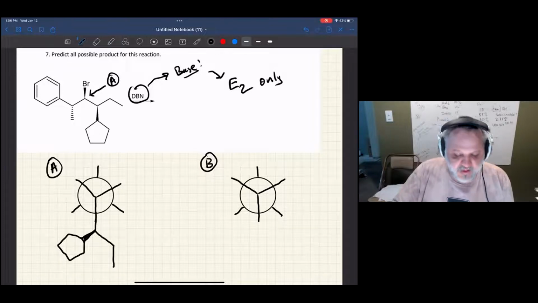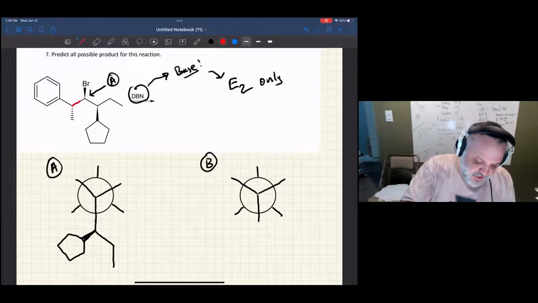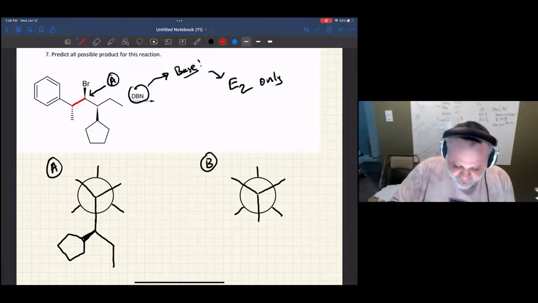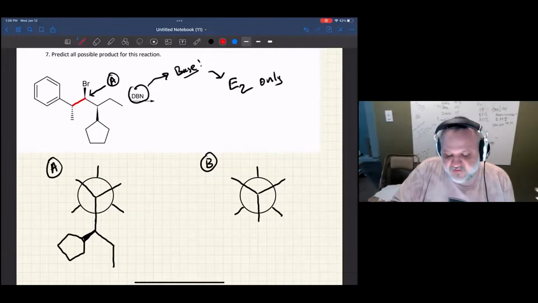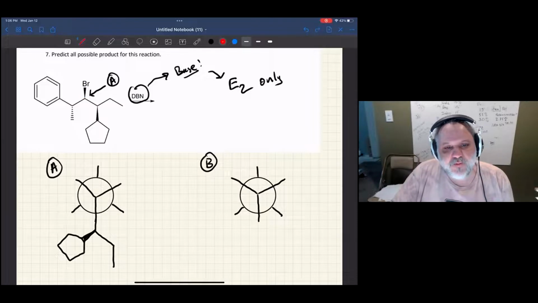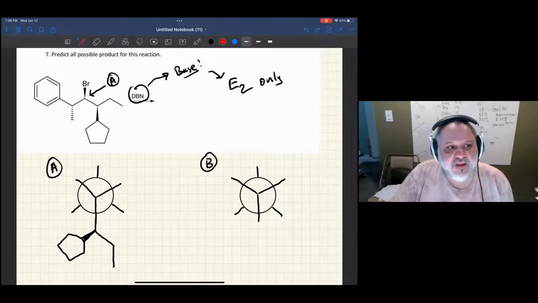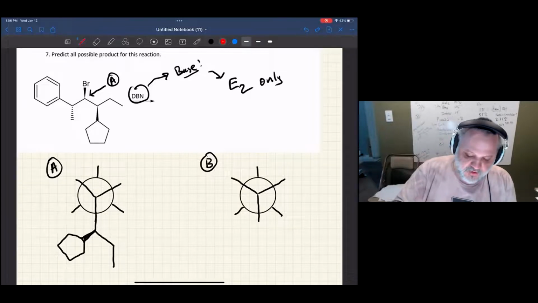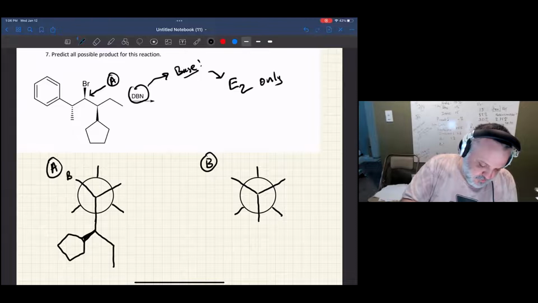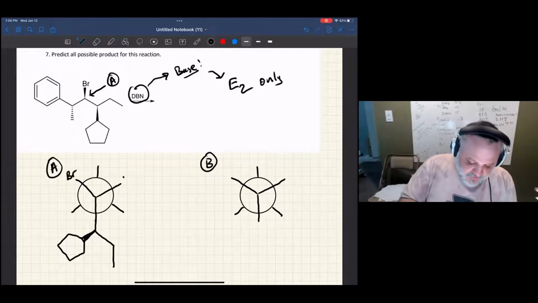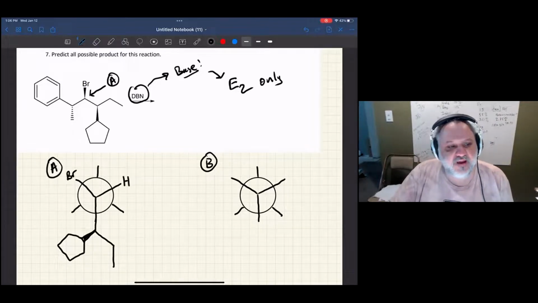Well, when I look down this bond for A, I identified what's going down, but what direction does that bromine face? Is it left or right? Well, bromine's on a wedge, so that means it's coming towards me in the picture above. And if I rotate that picture above, then bromine ends up here. And so that means that hydrogen is there.